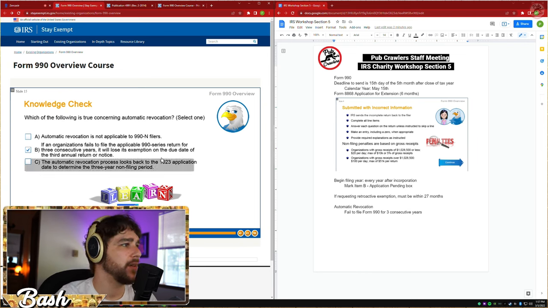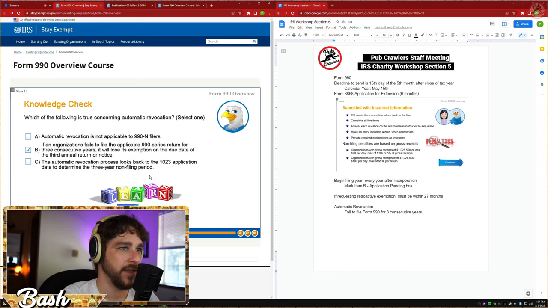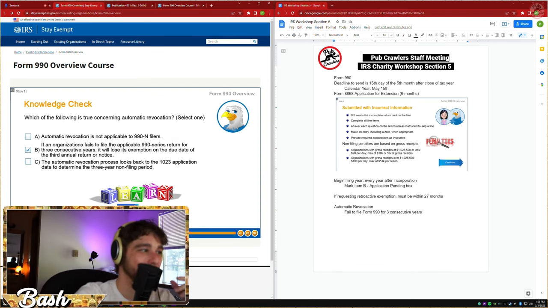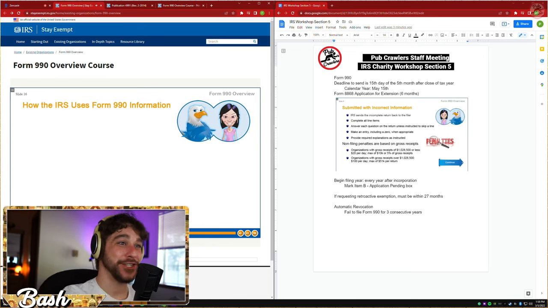Yeah, I think so. If requesting retroactive... Okay, automatic revocation is if you fail to file by the due date of the third year. That's what automatic revocation is. But it looks back to when you applied, right? No, because I think this one right here is actually the retroactive exemption thing. I think so, too. I believe that's the retroactive exemption, because that had to be within 27 months. But that would be 36 months if it's 3... Oh, select one. It does say select one. I guess it's B. All right, cool. I said it was B. Well, I thought we had to select more. It's funny that it was only one.